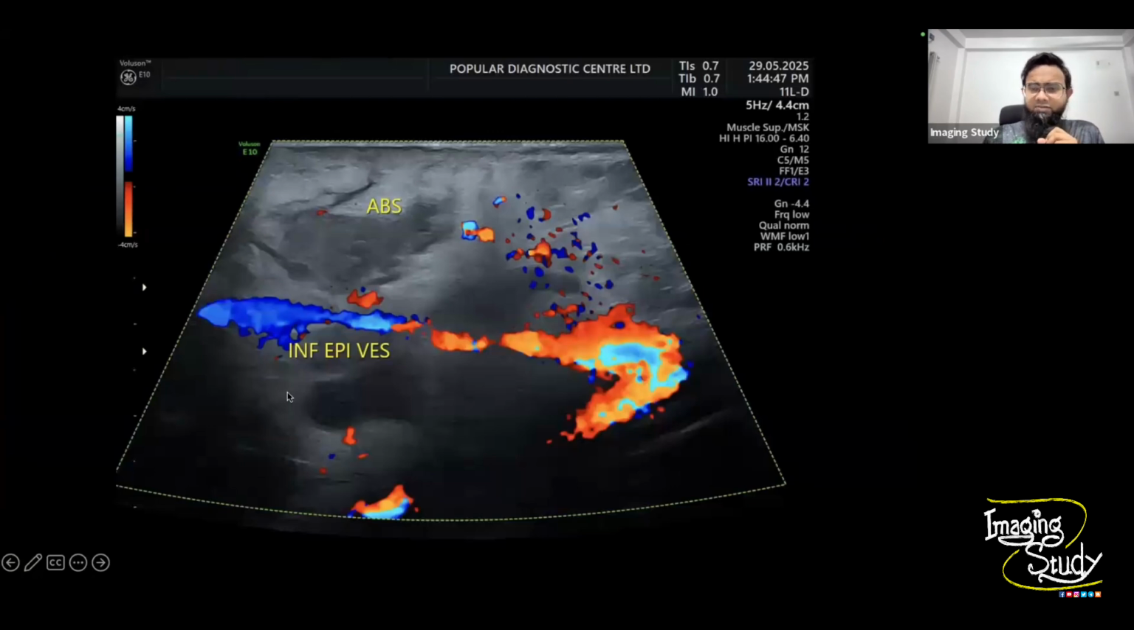And yeah, this one is the vessel. So we just rotated the transducer. You can see this vessel is originated from the iliac vessel. And this is nothing but the inferior epigastric vessel, which is used to differentiate between the direct and indirect hernia. So it's quite prominent here, definitely due to the surrounding inflammatory state or something like that.